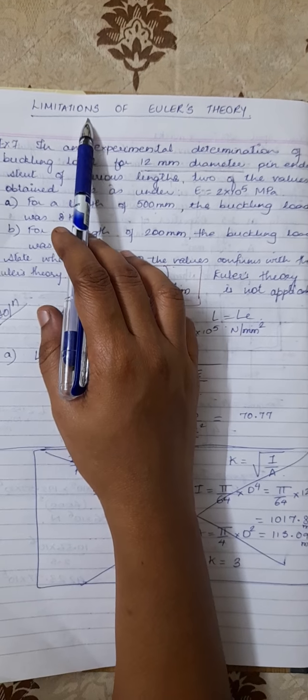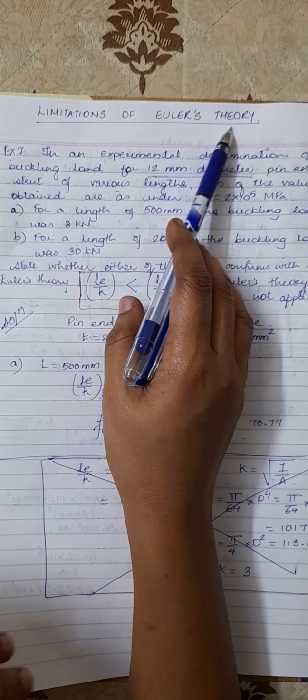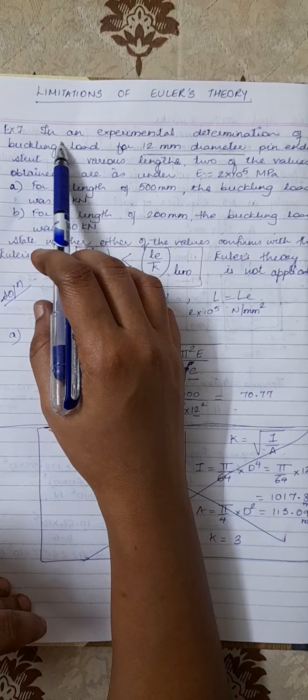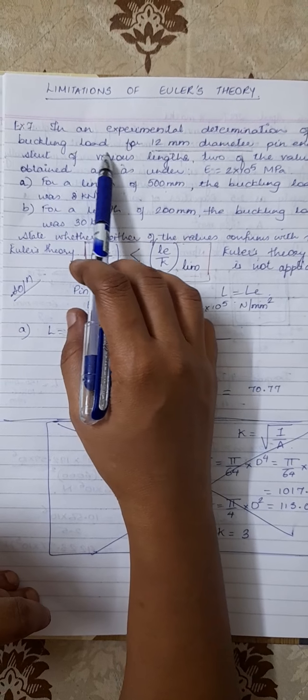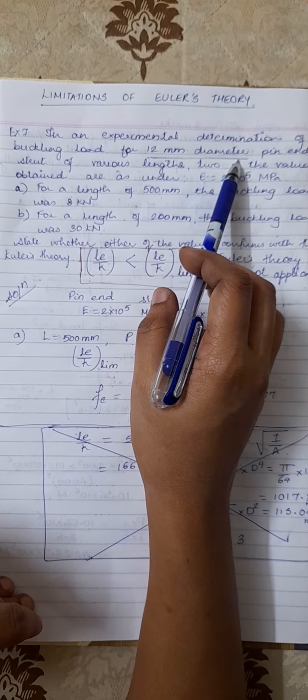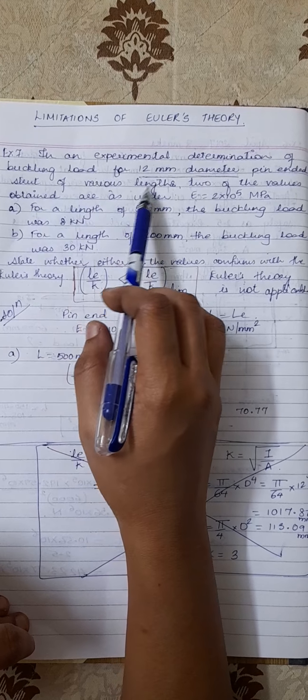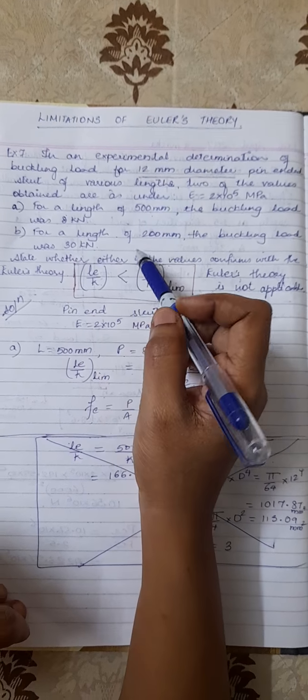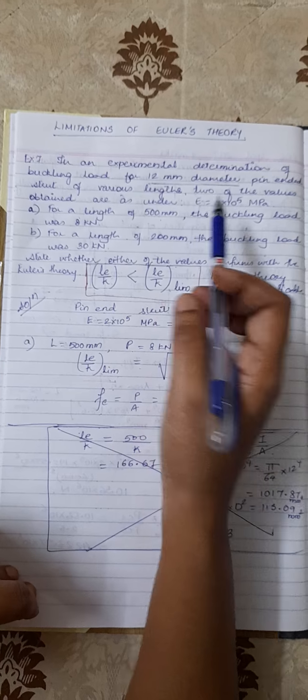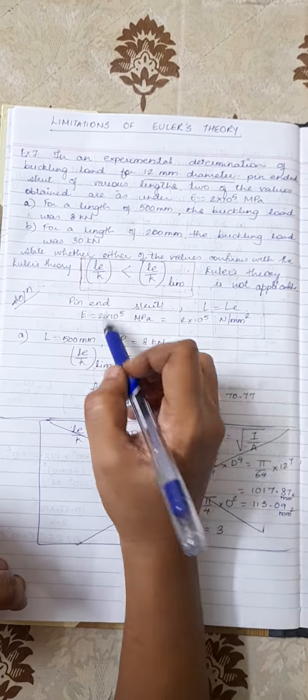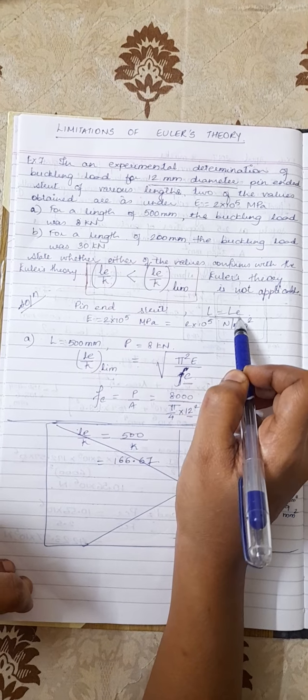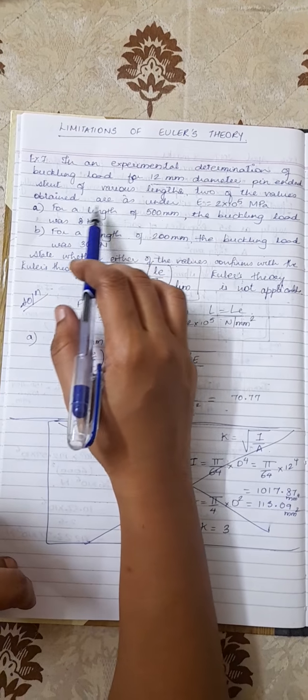This is a numerical on limitations of Euler's theory. Example 7. In an experimental determination of buckling load for 12 mm diameter pin-ended strut of various lengths. So 12 mm diameter is a solid circular section. Pin-ended strut, that means L is equal to LE. Two of the values obtained are as under.